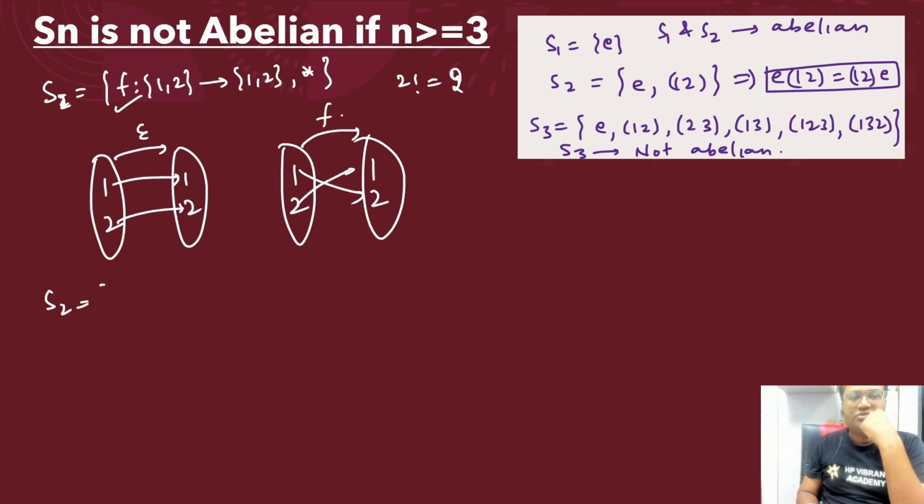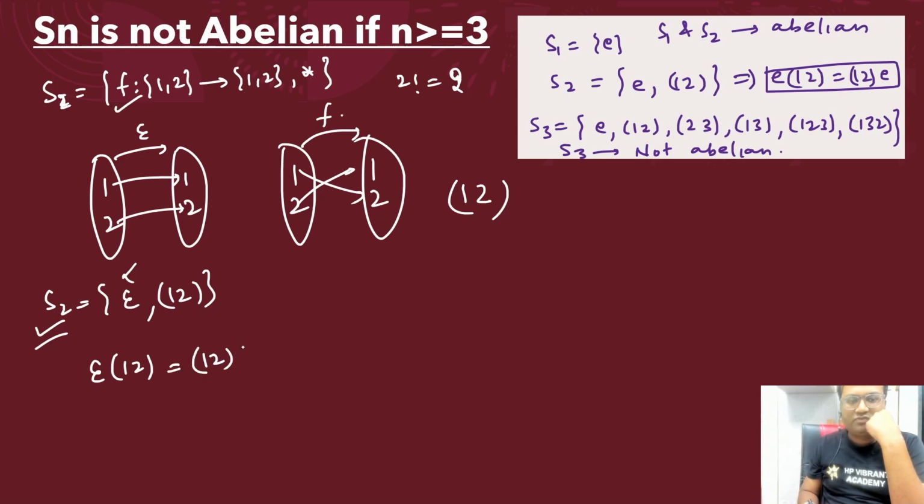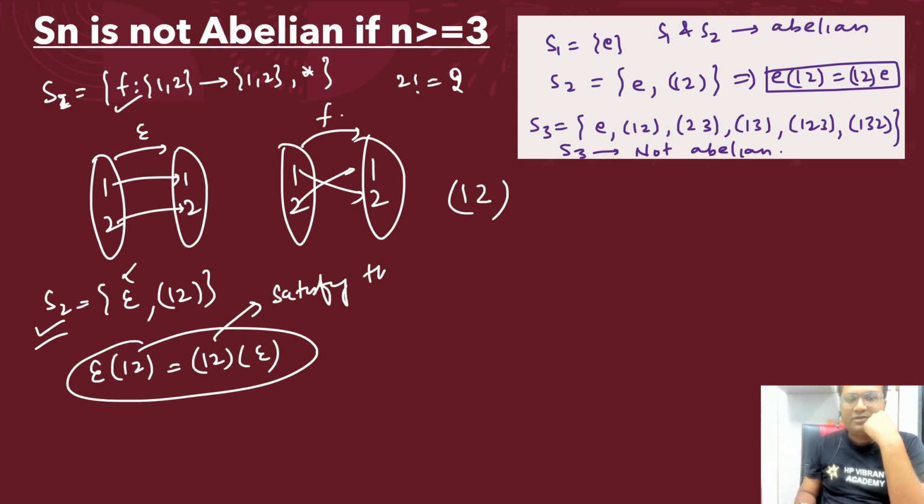So S2 has first the identity, and second, 1 goes to 2 and 2 goes to 1, which is the cycle (1 2). So S2 has two elements: the identity and (1 2). Identity times (1 2) is equal to (1 2) times identity. Clearly this satisfies the commutative property. Therefore S2 is abelian.